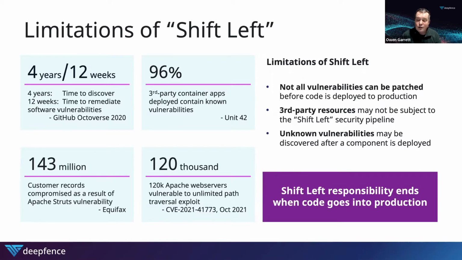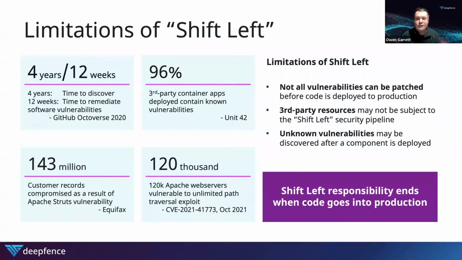And just a month or two ago, a similar issue, over 100,000 Apache web servers were found to be vulnerable to a critical path traversal exploit that would allow an attacker to access any file on the file systems that the Apache server could see.